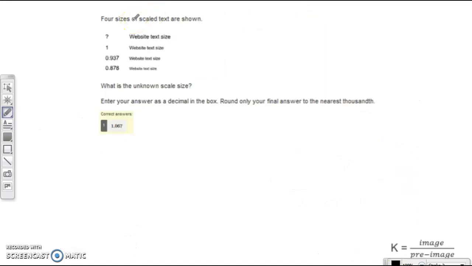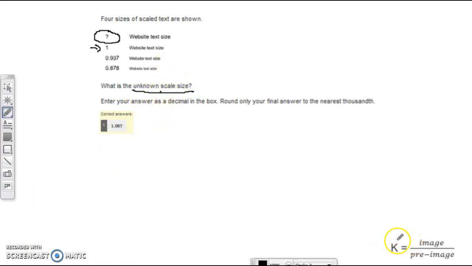The first question says, 4 sizes of a scaled text are shown. What is the unknown scale size? So we're trying to figure out this scale size. Now we do know, just by looking, it's getting bigger. So we do know it has to be something greater than 1. So let's go ahead and tackle this. We're looking for the unknown scale size. So we need to figure out the scale factor.